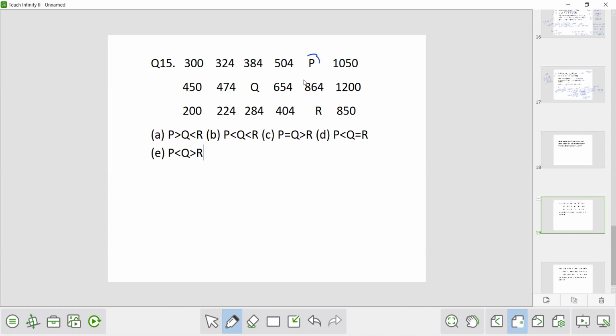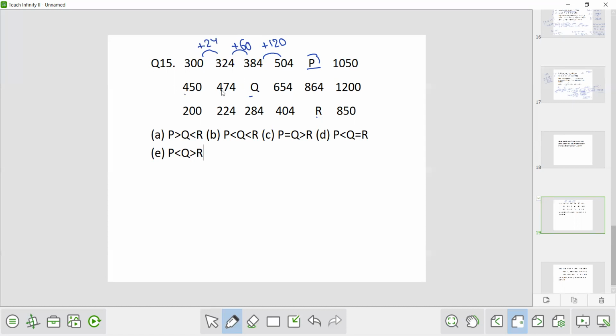So how will we find it? How will you find this P, how Q and how R? Now 300 and 324. So this is plus 24. Now 324 and 384. This is plus 60. Now 384 and 504. This is plus 120. Now you don't know what is this P and how you will proceed here. Okay.